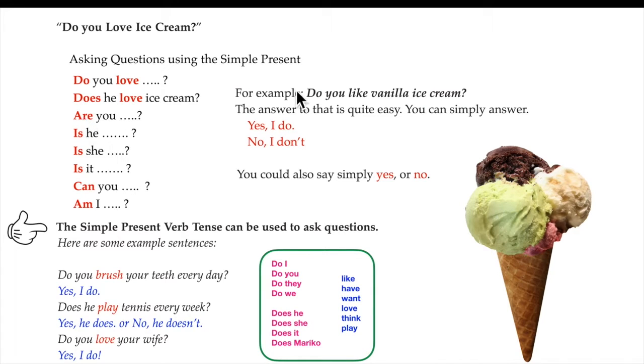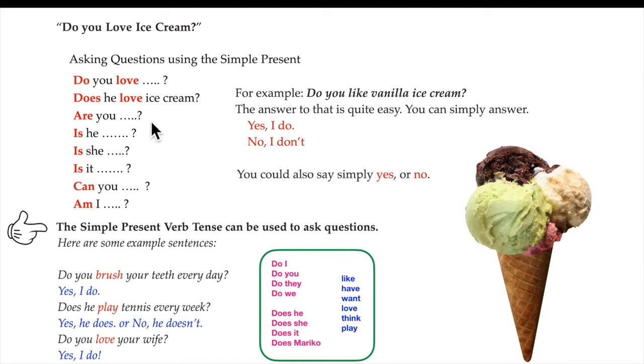And for example, do you like vanilla ice cream? The answer is really simple. Do you? Yes, I do. And it doesn't matter whether the sentence or your question is short or long. Do you like ice cream? Yes, I do. Do you like vanilla ice cream with sprinkles on top and nuts and cherries and strawberries? Yes, I do. No, I don't.